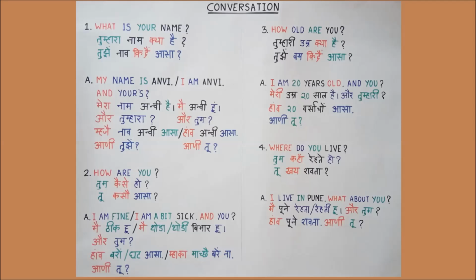Fine. So again I will be repeating it. म्हजे नाव अन्वी असा आणि तुझे, or I can say हांव अन्वी असा आणि तू. Okay, so if you notice here guys, Hindi and Konkani, the sentence formation is 90% same, and only you have to replace the words, you have to replace Hindi words with the Konkani ones.